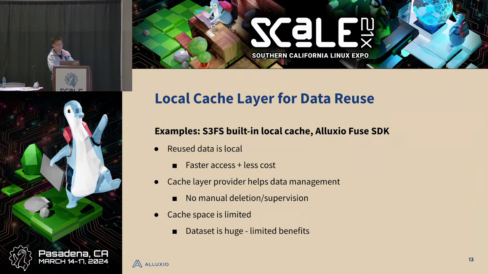Now, if we use a local cache layer for data reuse, for example, S3 has its S3FS built-in local cache, and Alluxio has the Fuse SDK. The reused data is local, so after reading once, the data is cached locally. When we reuse it, we get faster access and less cost. The cache layer also helps with data management, because it can do cache eviction after the cache is full, so there's no more manual deletion or supervision. But the same problem remains: the cache space is limited because we depend on the local disk.